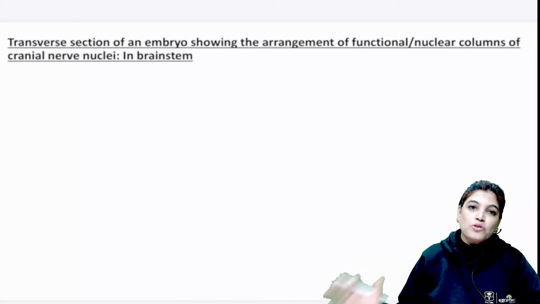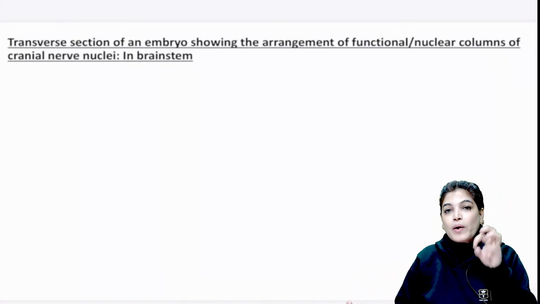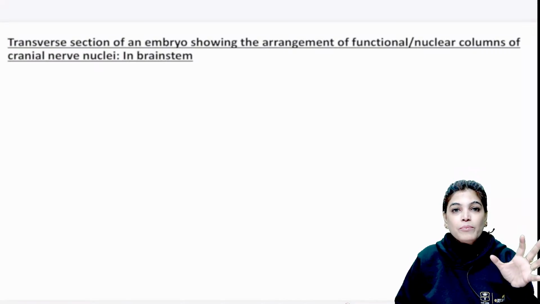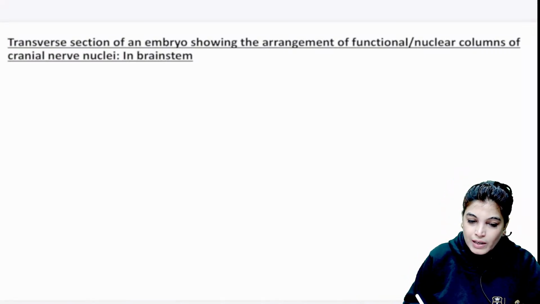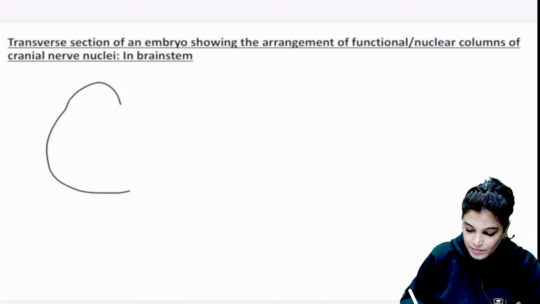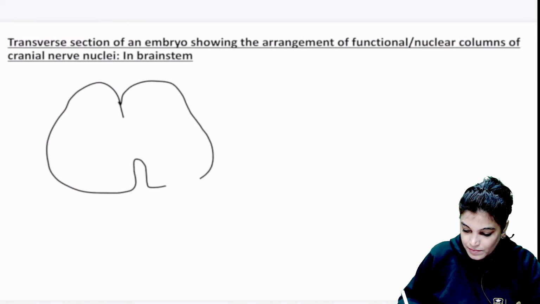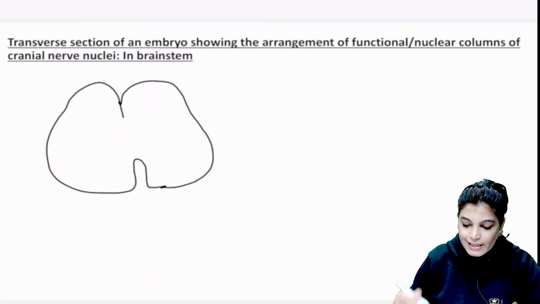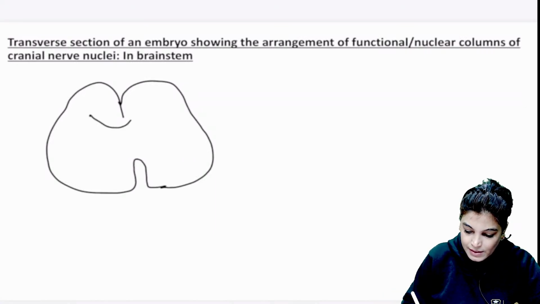I would like to draw a transverse section of the embryo showing the arrangement of functional component columns in the brainstem and also in the spinal cord. So please make an arrangement. We are going to make two diagrams here. I have made one cut section of the developing spinal cord.